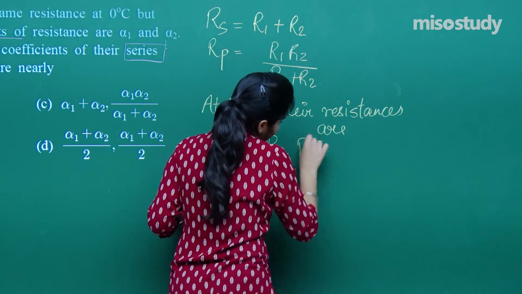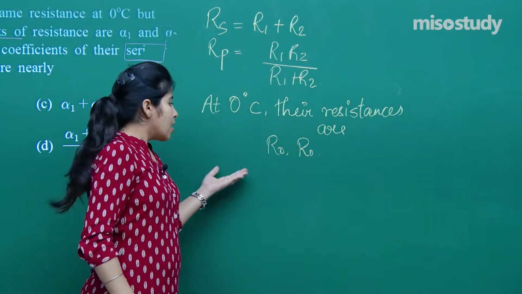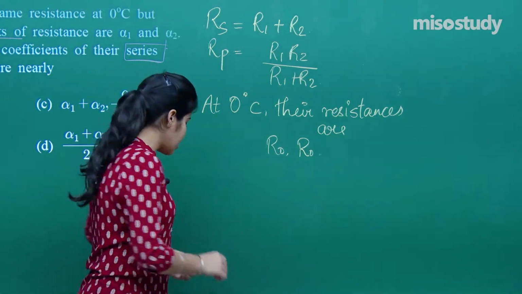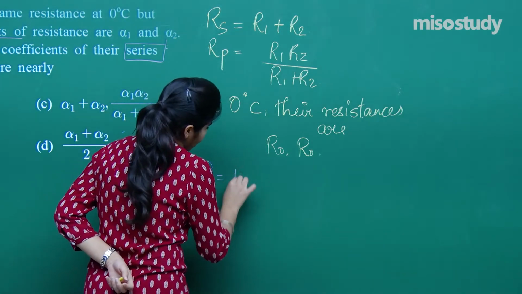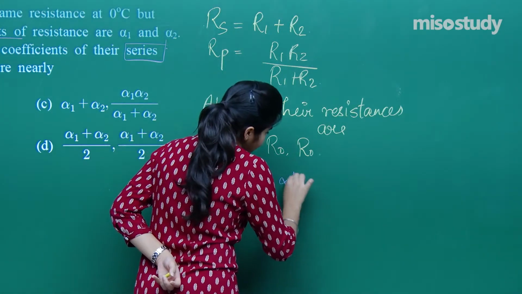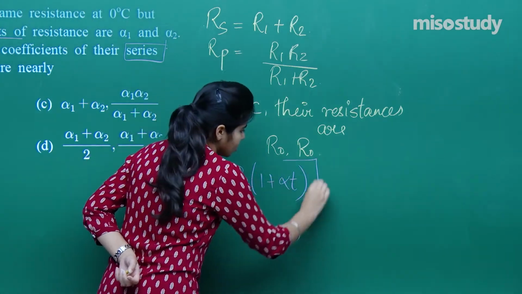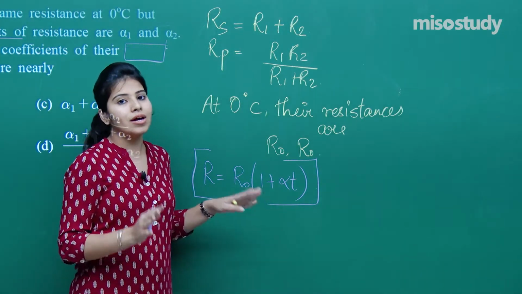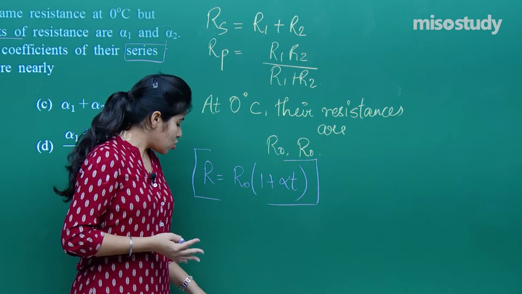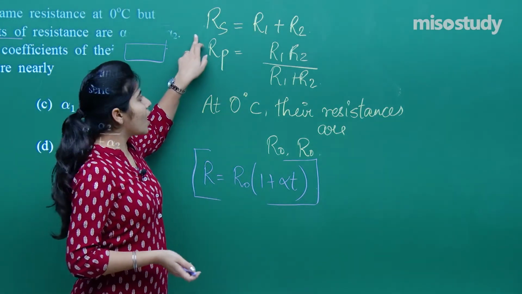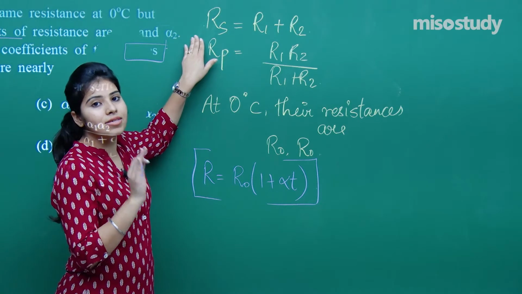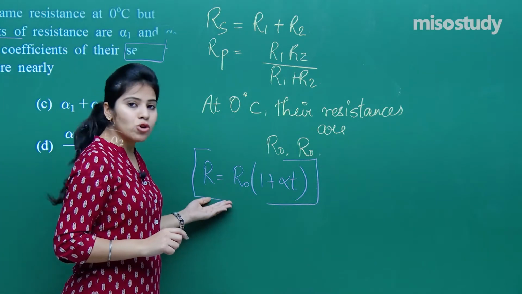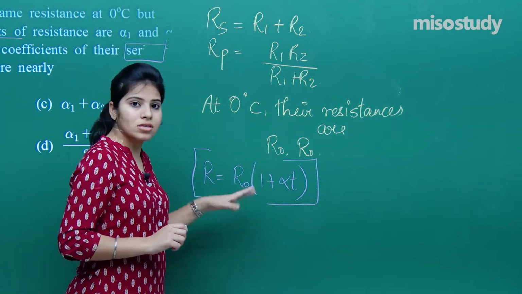R0 and R0, right? One formula that we know about the temperature coefficient is that R equals to R0 into 1 plus alpha into T. Right, students? If you know this formula, you can easily apply it to solve this particular question. So how we are going to apply this here? We are going to find the parallel and series combination of their temperature coefficients, so we are going to apply this formula and these combinations into this.